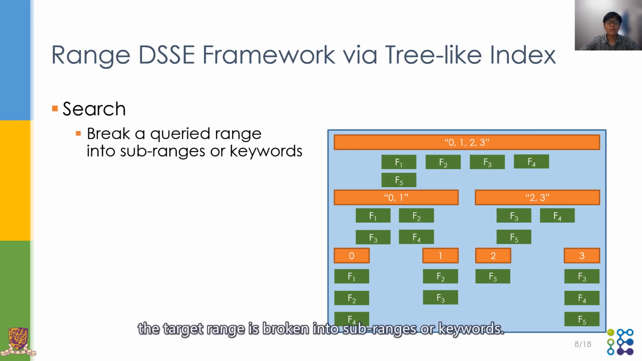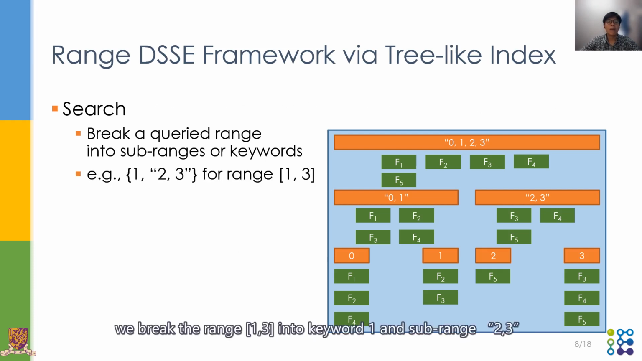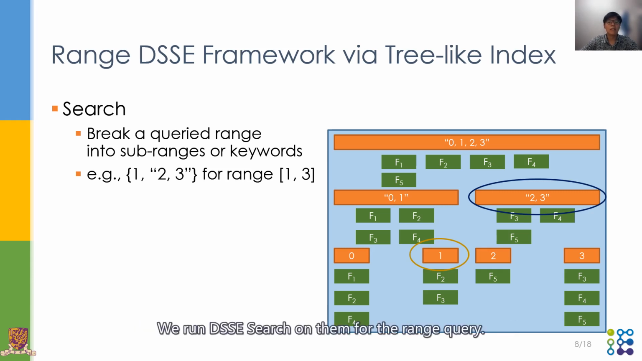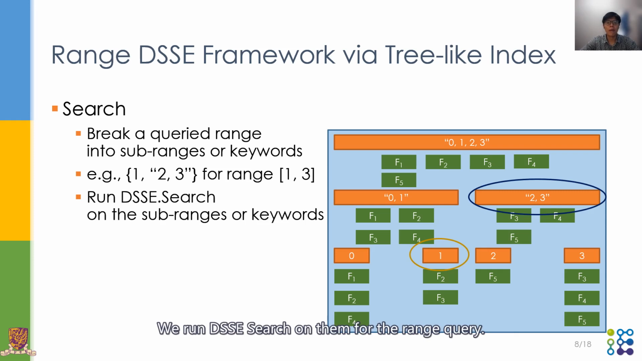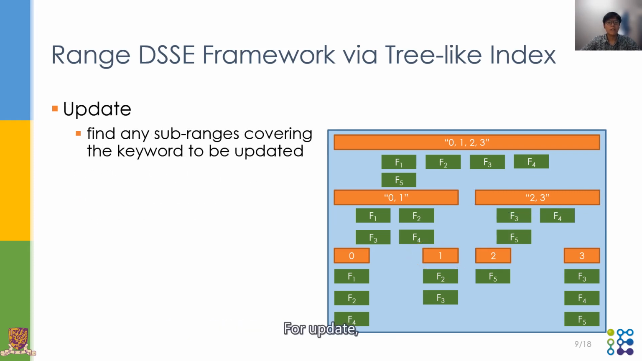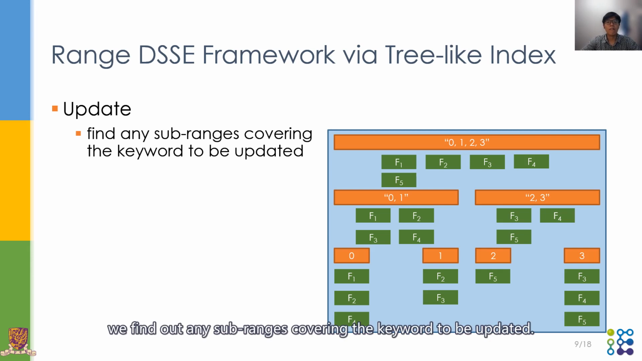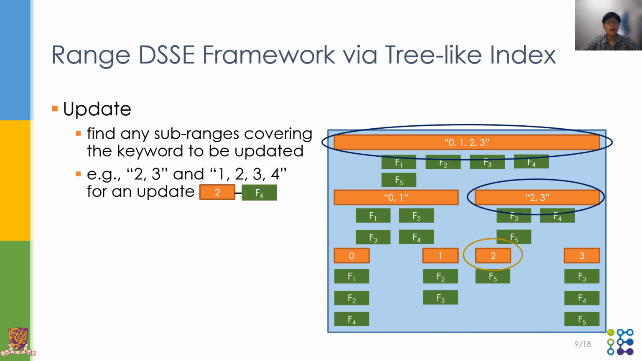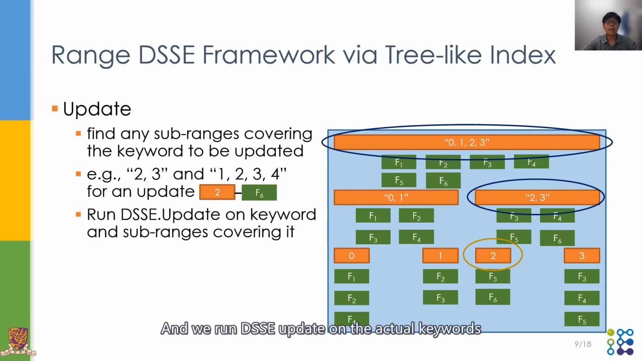To search, the target range is broken into subranges or keywords. For example, we break the range 1-3 into keyword 1 and subrange 2-3. We run DSSE search on them for the range query. For update, we find out any subranges covering the keyword to be updated. For updating keyword 2 in the example, subranges 2-3 and 1-2-3-4 are figured out. And we run DSSE update on the actual keyword and those associated to the covering subranges.